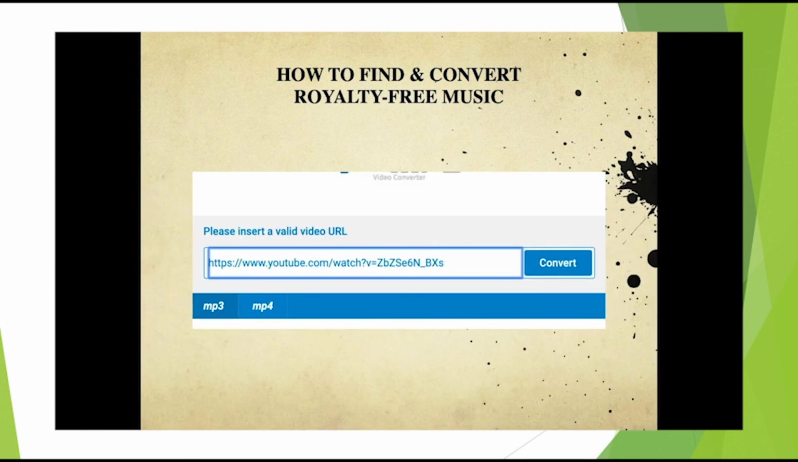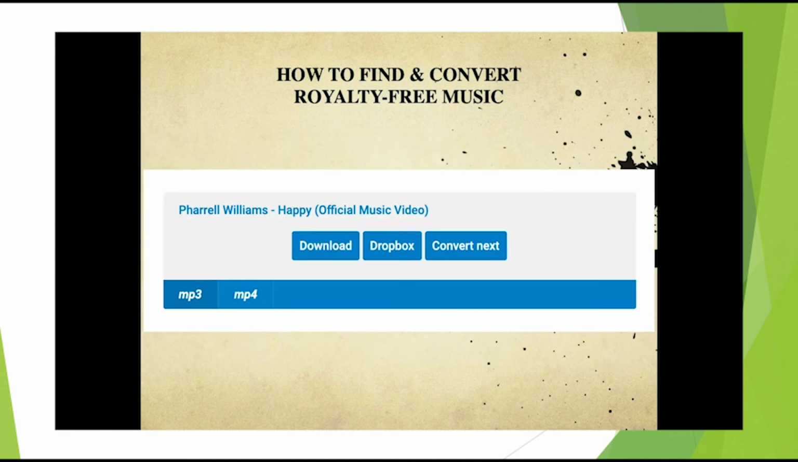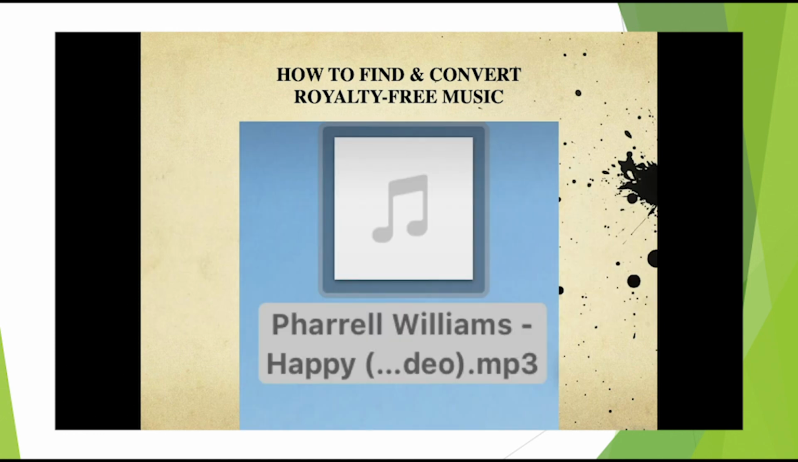Once you've done that, click Convert. Remember, not all of these free sites are user-friendly. Keep experimenting, and when you find a good one, remember it. Once your YouTube video is converted to either an MP3 or an MP4 video file, the MP3 is just the audio, MP4 is audio and video, click Download. It'll end up in your Downloads file. Drag it onto your desktop or into your hard drive, into the correct project folder, and you're good to go.